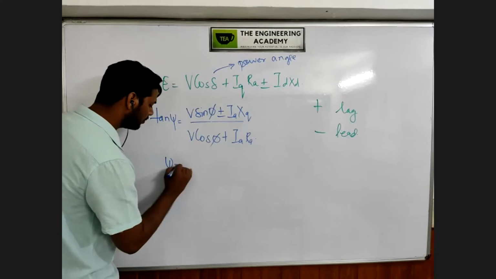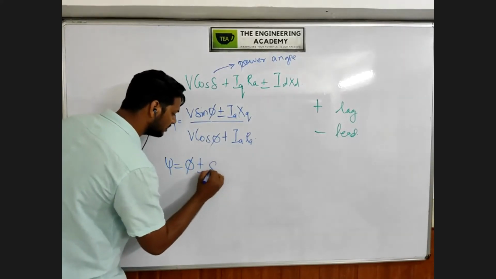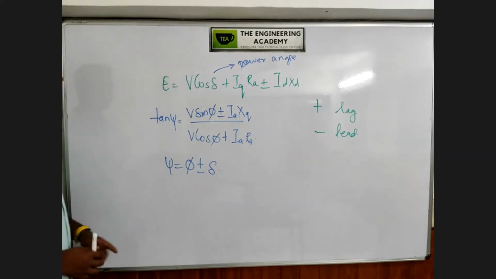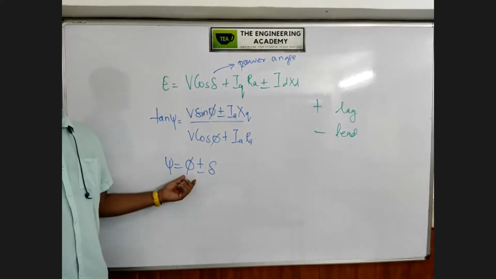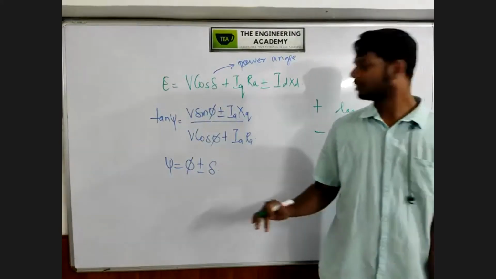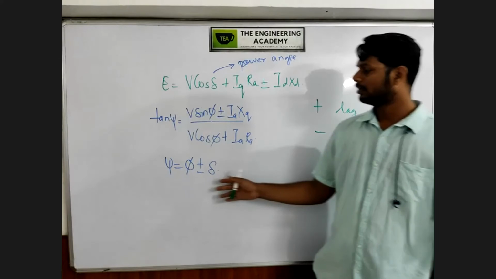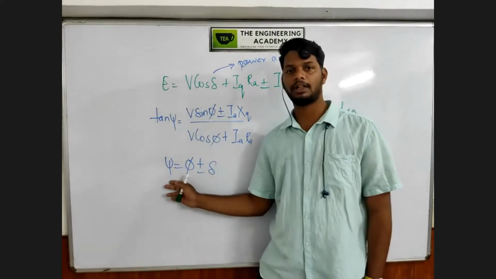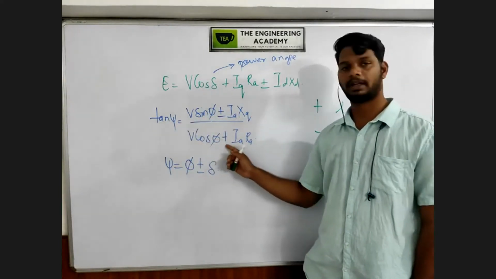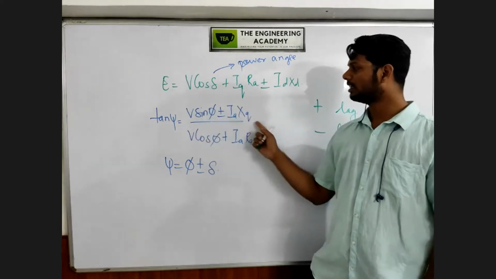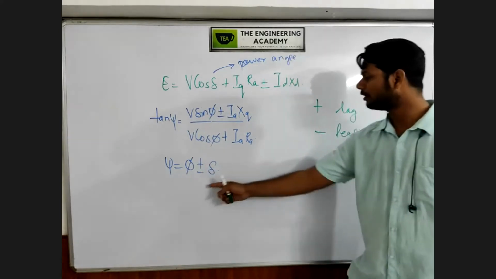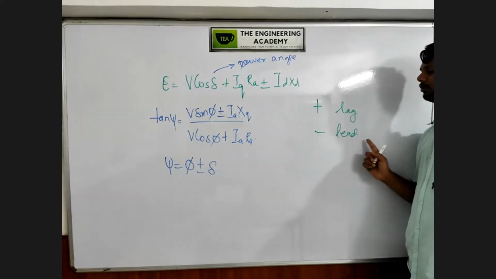After getting psi, psi = φ ± δ. What do we mean by φ? Power factor angle, which is given in the question. You have to calculate delta, so to calculate delta you first have to find psi. Tan psi = (V sin φ ± IA XQ) / (V cos φ + IA RA). By solving this and taking tan inverse, you will get the value of psi. For the same plus or minus: plus for lagging, minus for leading.